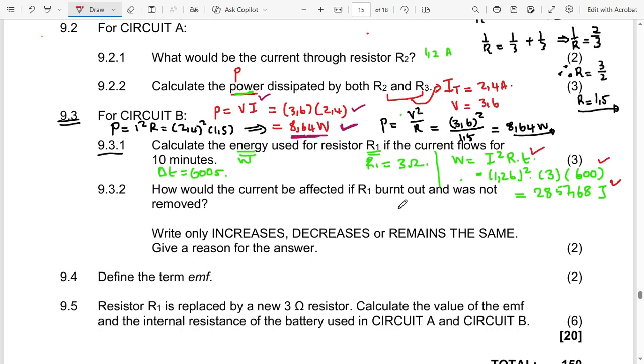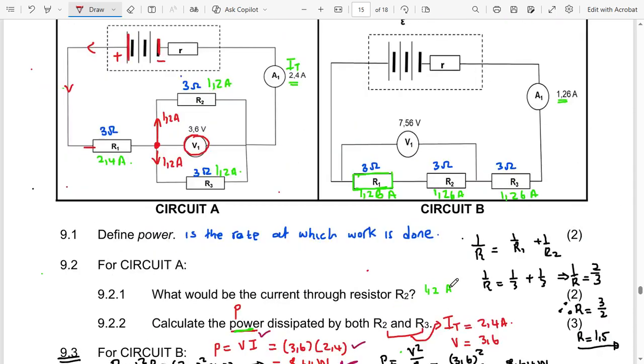How will the current be affected if R1 is bent out and not removed? So this one is bent out, but it is not removed from the circuit. Remember we said that the bigger line is positive and the smaller one is negative. And then we said current moves from positive to negative. So this tells you that current will be stuck here.